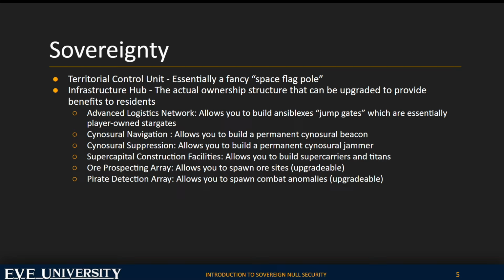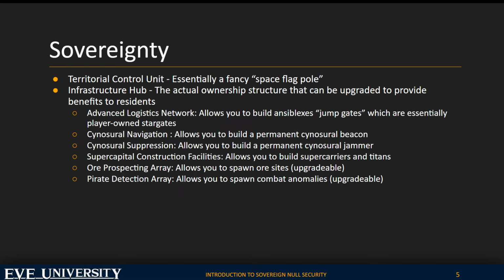And you can also build Titans. So, you know, Titans are cool, I guess. I mean, okay, they are cool. They're pretty cool, but whatever. You can also upgrade the infrastructure hub with an ore prospecting array, which allows you to spawn ore sites. And it's upgradable from 1 to 5. When you've upgraded it to 5, it's improving the quality of the ore sites. So if you go into a system and you notice that that system consistently has high quality ore sites, that's probably because it has an ore prospecting array.